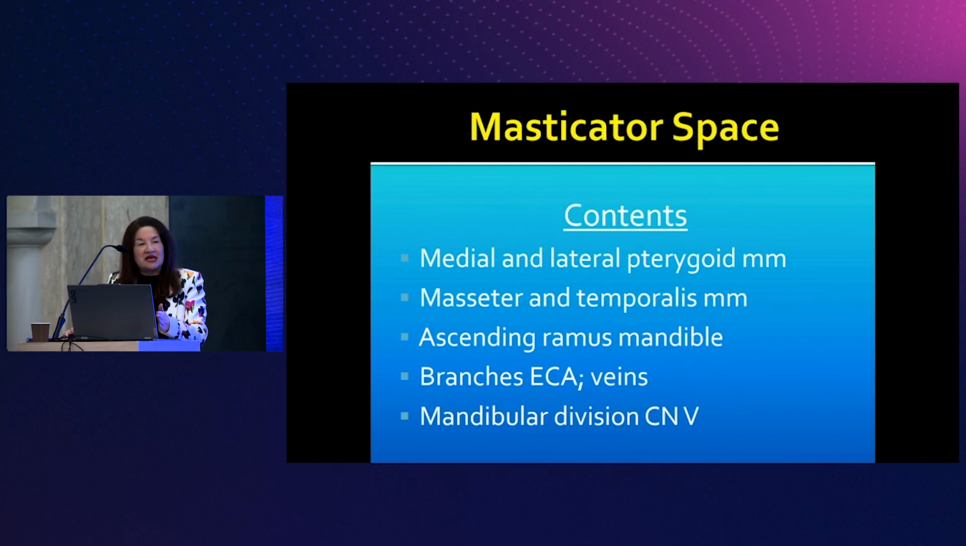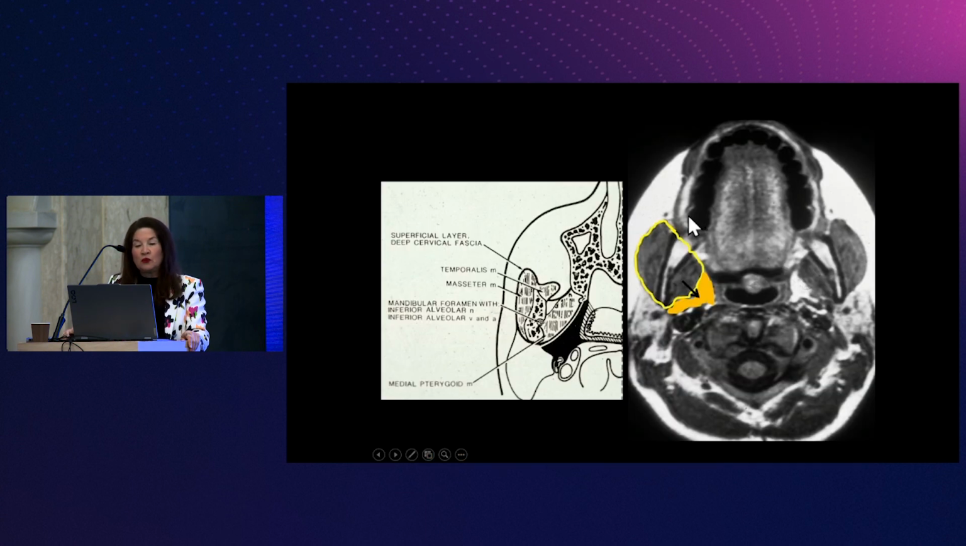Okay, so now we're in the masticator space. What are the contents? Remember, the pathology is going to arise from the contents in that compartment. So we have the muscles of mastication, the medial and lateral pterygoid muscles, the masseter and temporalis muscles, the ascending ramus of the mandible, branches of the external carotid artery and veins, and the mandibular division of cranial nerve 5. So, masticator space, bone, ascending ramus, muscles of mastication.